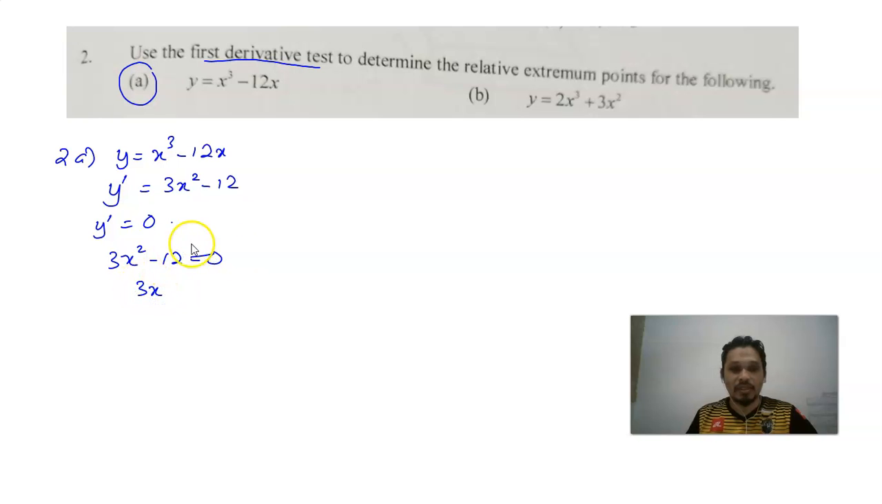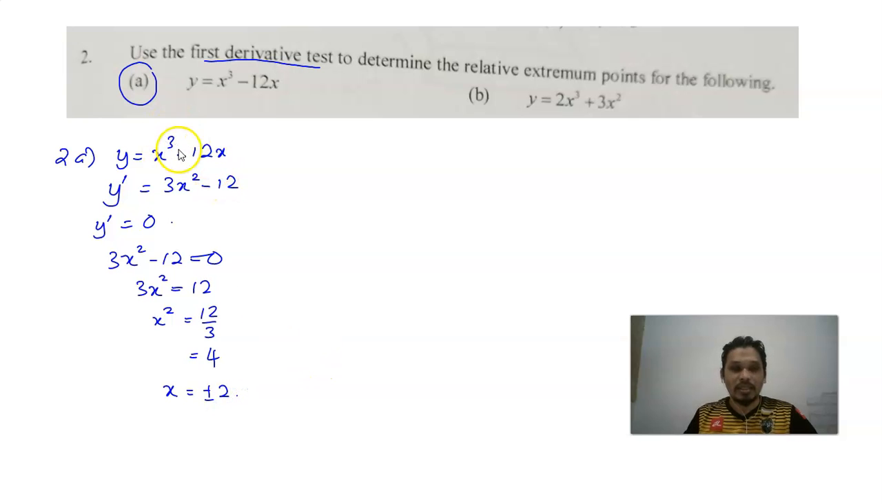Let's bring this to the side. Then 3x squared equals 12, and x squared equals 12 divided by 3, which is equal to 4. Then x equals plus minus 2.